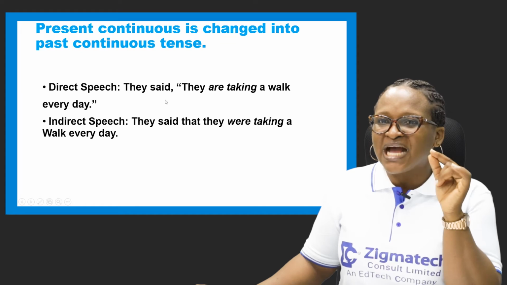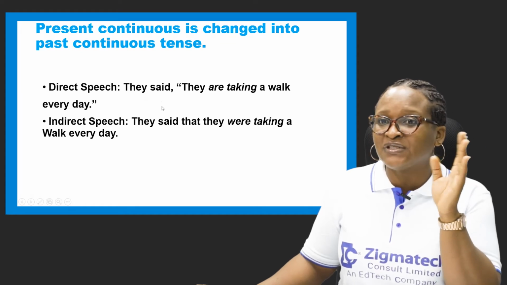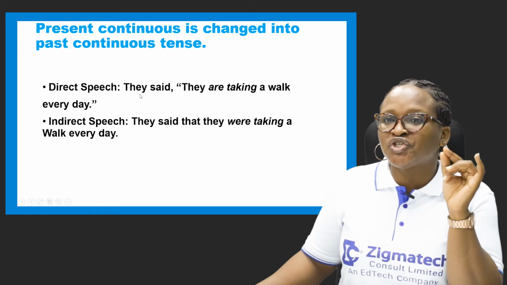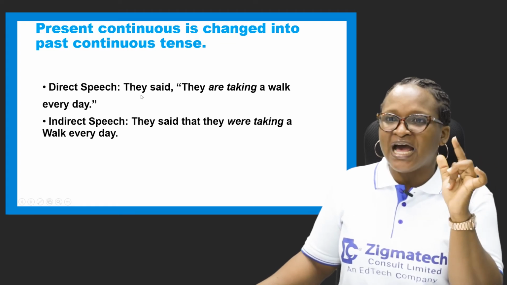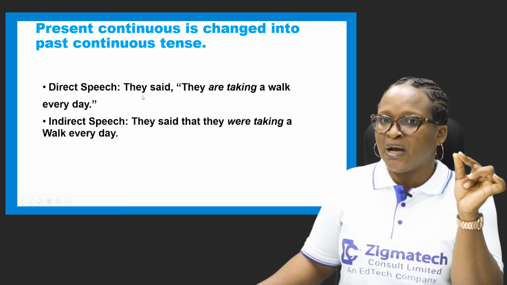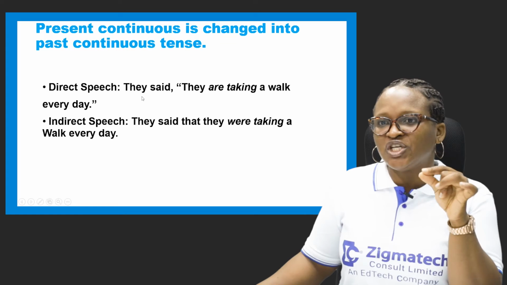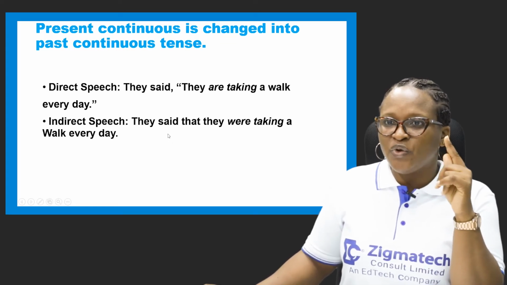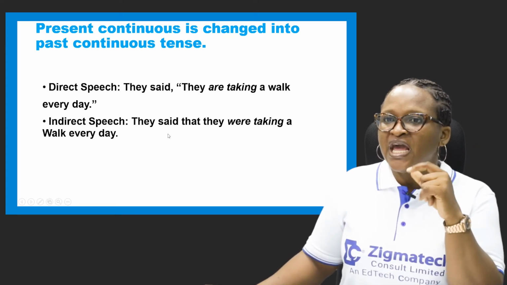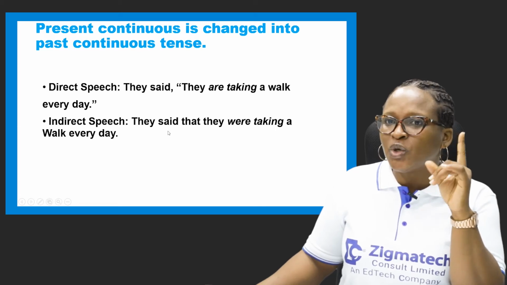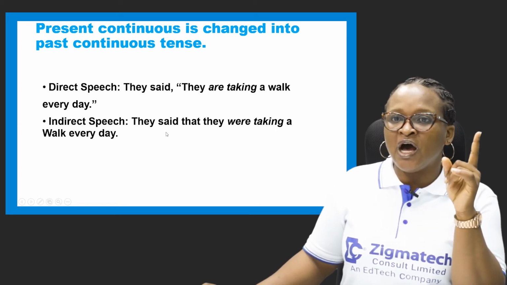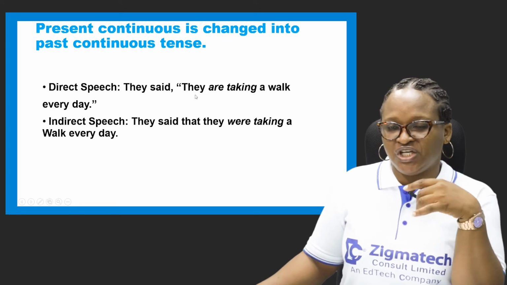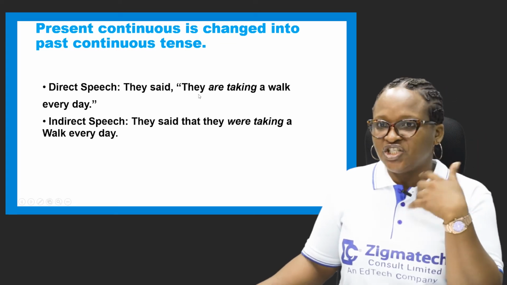Remember when we were looking at certain personal pronouns that ought to be changed and ought not to be changed, we said we do not change the third person pronoun, and they is a third person pronoun. The way it appears in the direct speech is the way it appears in the indirect speech. The only one that changes is our first person pronoun, where you have I changing to he or she, and where you have we changing to they.